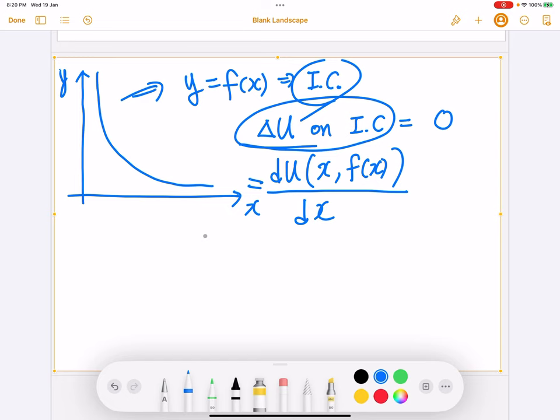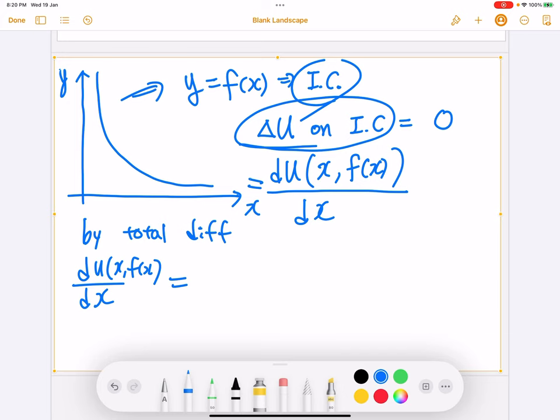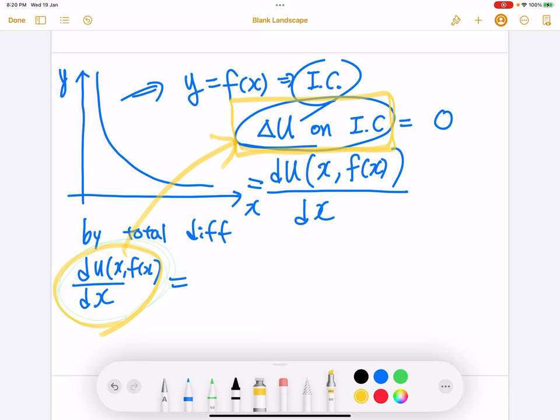Now you use the total differentiation, or it's similar to the chain rule. So your du/dx, you use du/dx when it is a one variable function. If it's a multivariable function, you use partial. So this means exactly delta u on the indifference curve, which is zero, du/dx by total differentiation.